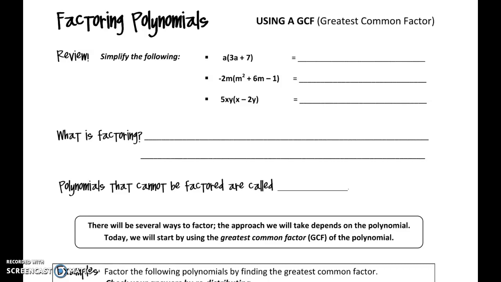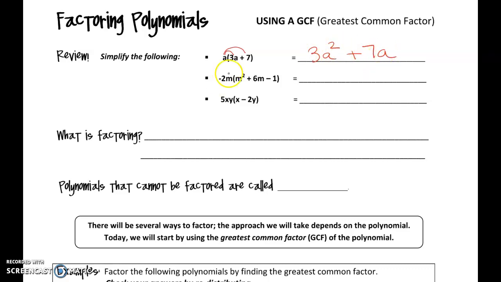All right, so we are going to do a factoring polynomial review here. And so first thing, we're just going to review how you would simplify these. So first we would distribute these. And so we would get a times 3a, which would give me 3a squared. And a times 7 would give me 7a. So I have 3a squared plus 7a.